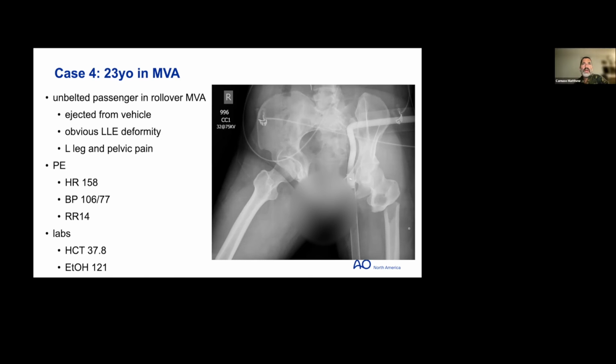Okay. Ray, is this a good pelvis for a binder? Should we put a binder or a sheet on this guy? You know, I can't think of too many bad pelvic fractures for a binder. I don't know that there's too many bad ones.